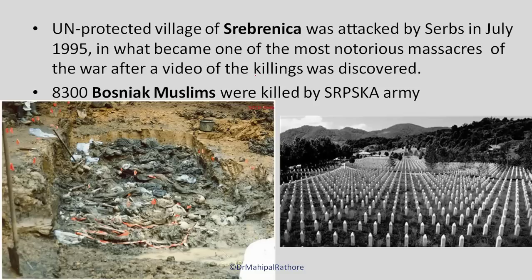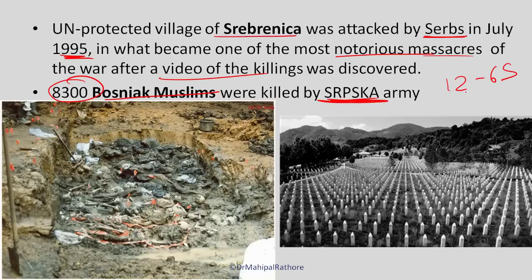The worst example of genocide in this war was the genocide at Srebrenica. Srebrenica was a city in Bosnia. It was attacked by Serbs in July 1995. It became one of the most notorious massacres of the war after a video was discovered. 8,300 Bosniak Muslims were killed by the army of Srpska. Remember that Srpska Republic that was formed initially under Radovan Karadzic. So the army of Srpska murdered all the boys between age of 12 and 65 who could fight.